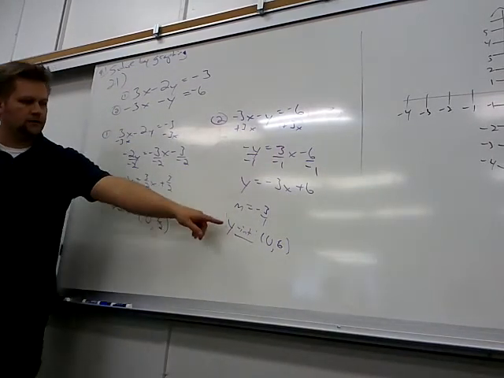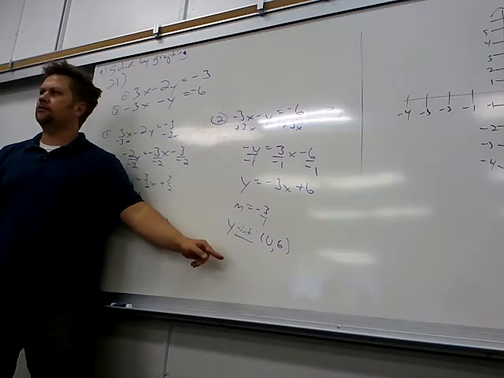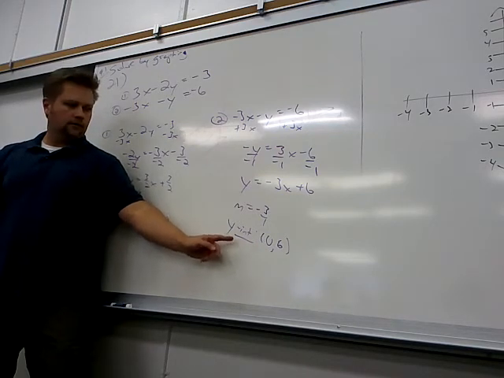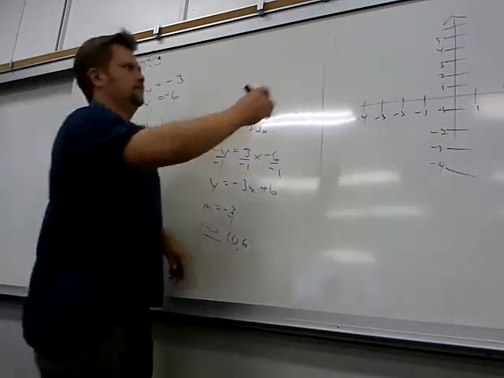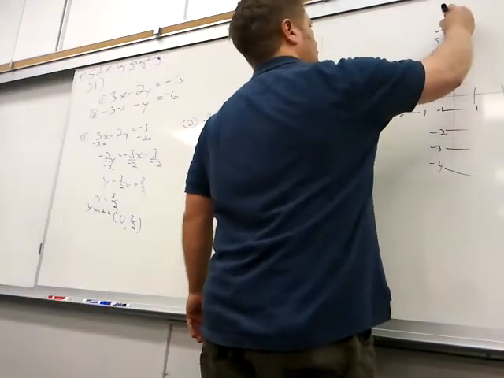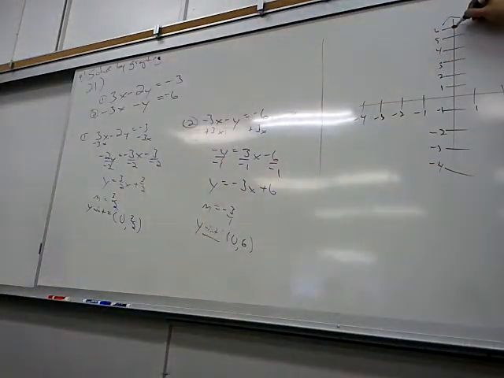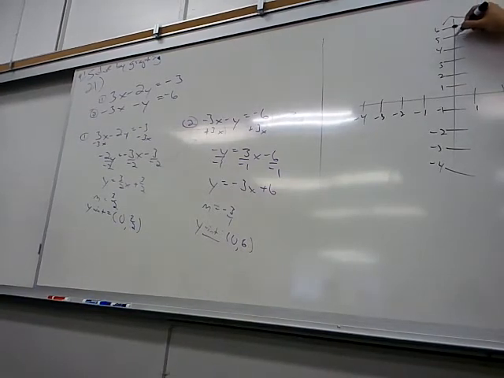So let's first graph this guy. Seems to be the nicer one, right? Where do I start for the graph of this guy? 0, 6. And the slope tells me to go down 3. 1, 2, 3 over 1. Sorry. 1, 2, 3 over 1. Okay. And there's my line.